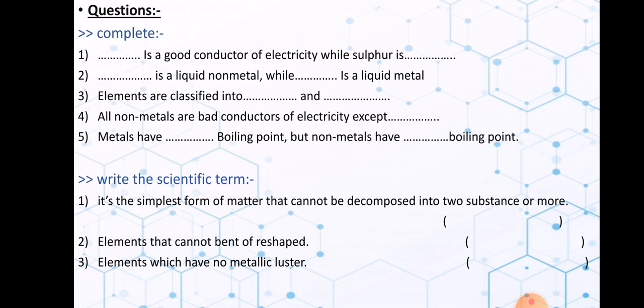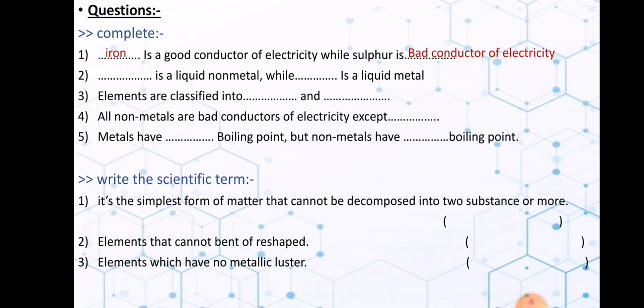Let us start with complete. The first question says, I will give you 5 to 6 seconds to think about the answer with me. The first question says, blank is a good conductor of electricity while sulfur is blank. Iron is a good conductor of electricity. It's an example of metals, which are good conductors of electricity, while sulfur is a bad conductor of electricity.